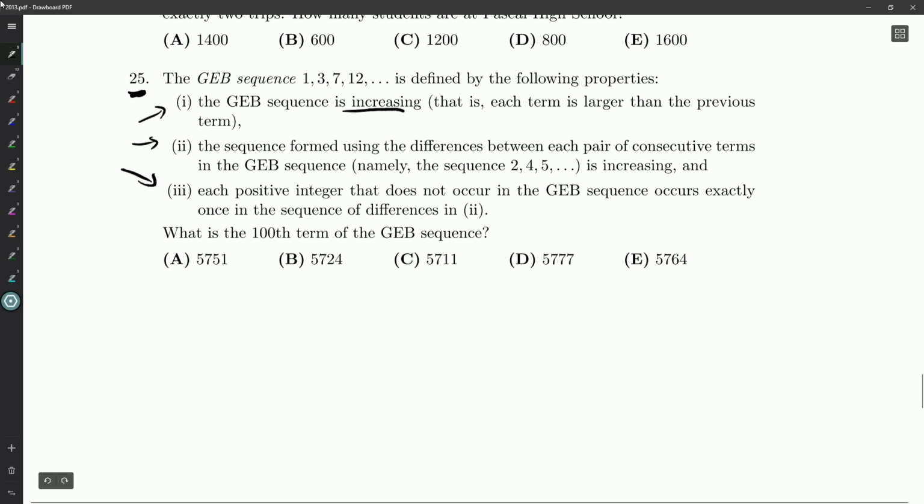The sequence formed using the differences between each pair of consecutive terms of the sequence. So the difference between 1 and 3 is 2, between 3 and 7 is 4, between 7 and 12 is 5. This sequence is also increasing. And each positive integer that does not occur in the GEB sequence occurs exactly once in the sequence of differences. And we want to know what's the 100th term in the GEB sequence.